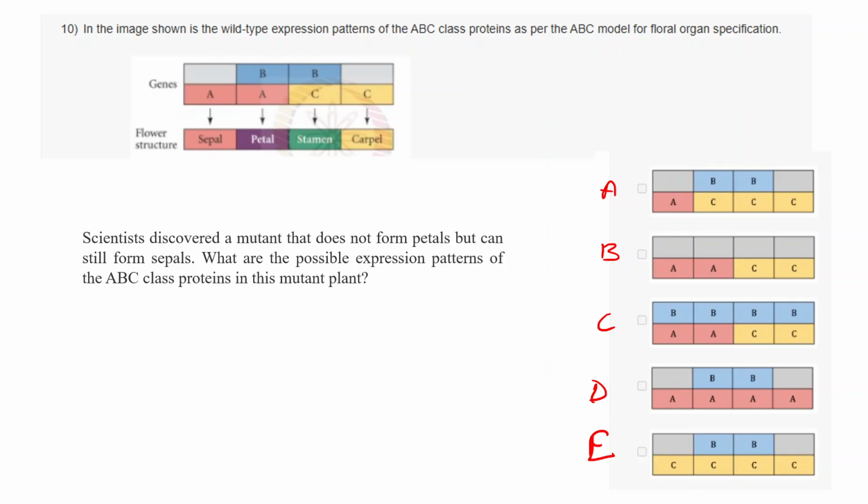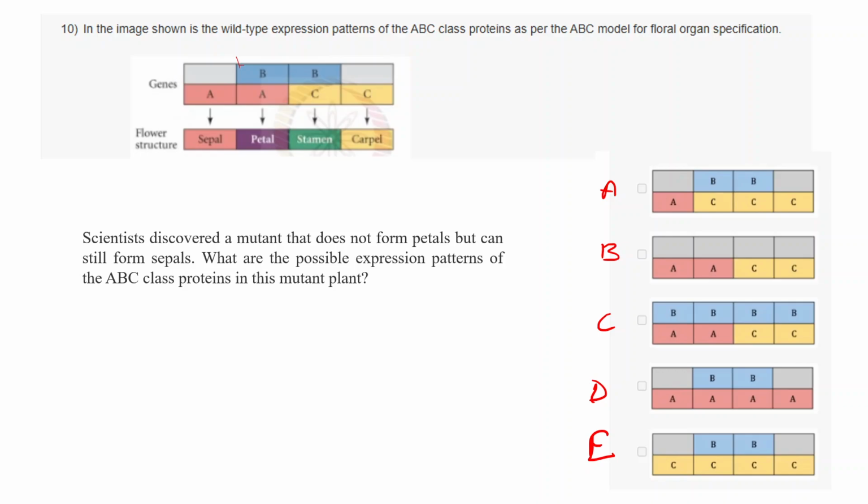Now just see, when only A is present, then it forms sepal. When A and B are present, it forms petal. When B and C are present, it forms stamen. When only C is present, it forms carpel. So the question says scientists discovered a mutant that does not form petals but can still form sepals. That means some problem is there in this portion. What are the possible expression patterns of the ABC class proteins in this mutant plant?